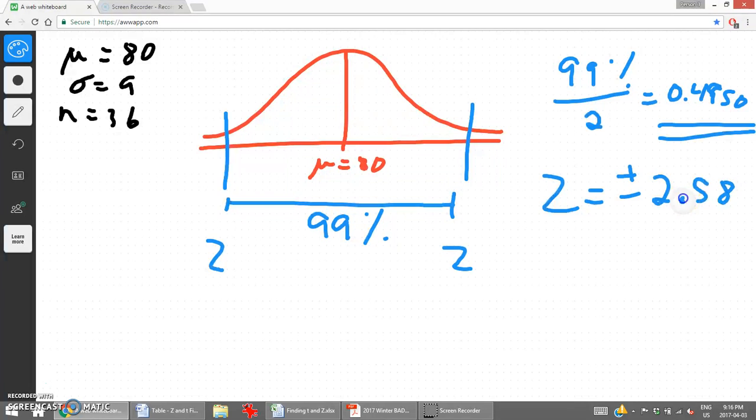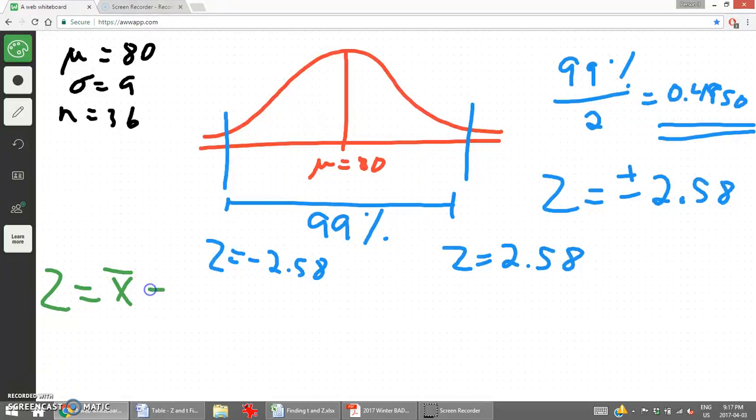We have to remember that it's both plus and minus because on the lower end it's going to be negative 2.58, and on the upper end it's going to be positive 2.58. What we do now is apply our normal distribution formula for z. Remember that, let's write it over here, z equals sample mean minus population mean over our standard error. And we are going to calculate the standard error before we calculate that interval.